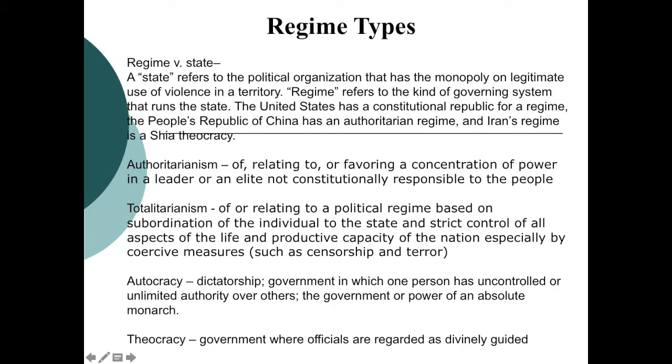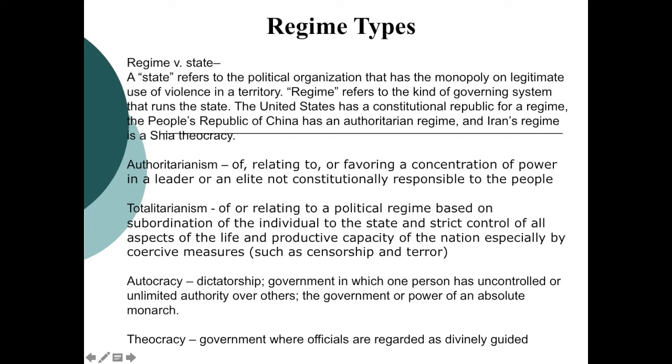So the last thing I wanted to talk about before I get into the Unit 9 review was regimes. A regime refers to the kind of governing system that runs a state. States in today's world include France, the United States, and China. But a regime is the type of governing system. The United States has a constitutional republic. The PRC, the People's Republic of China, actually has an authoritarian regime, so it's a misnomer. And Iran's regime is a Shia theocracy.